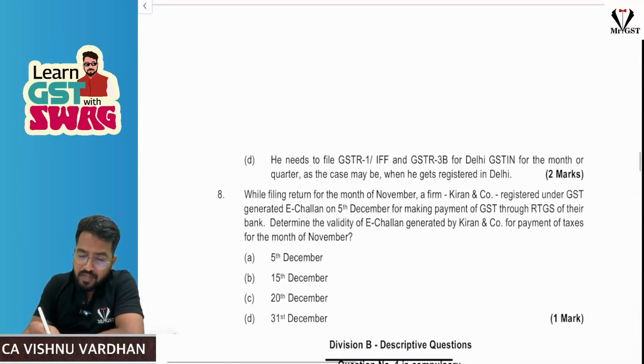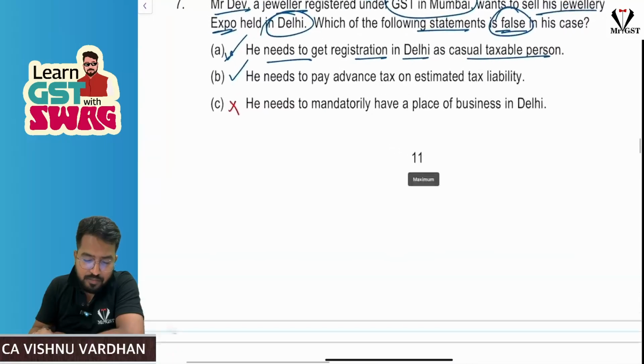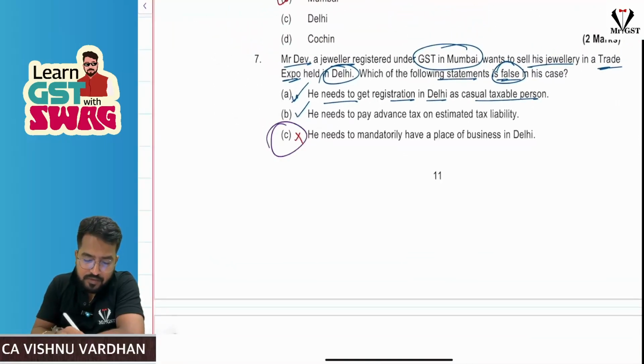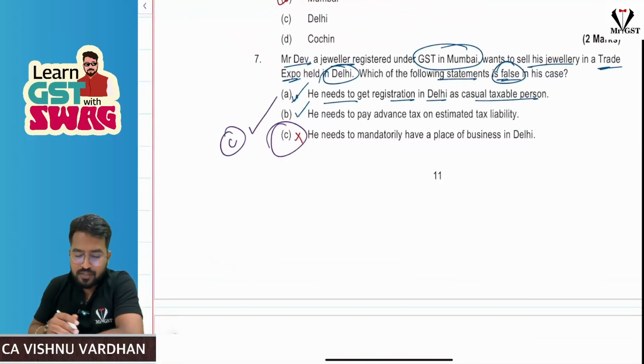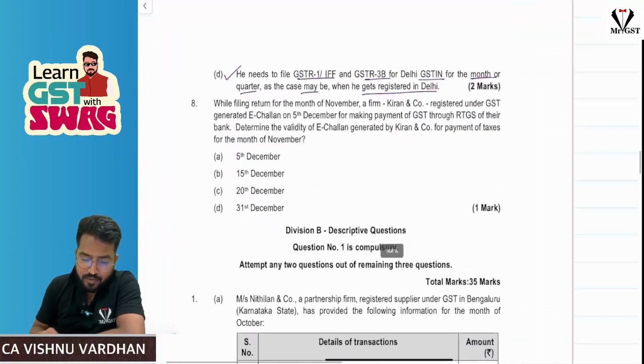He needs to file mandatorily GSTR 1 or IFF, 3B, whatever it is, in Delhi GSTN for the month or quarter as the case may be, when he gets registered. This is also true. So as we need the false statement, the answer will be option C. So option C is the correct answer for this. Okay, hope it is clear for you. Next one.